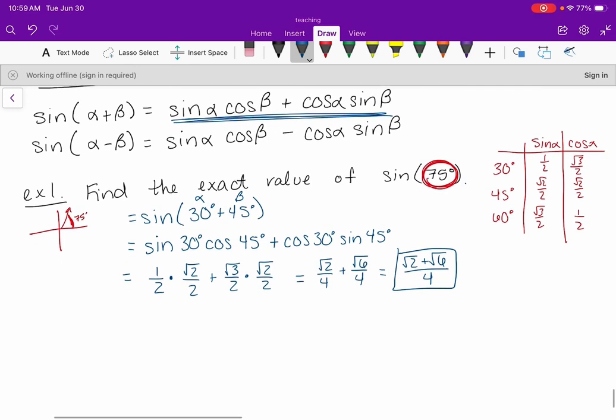Be careful, I almost made a little mistake there. I usually catch them pretty quickly when I make those little mistakes, but it's easy to make, so be careful. The whole point of this was we're trying to find a weird angle, so we use two angles to add up to that instead.